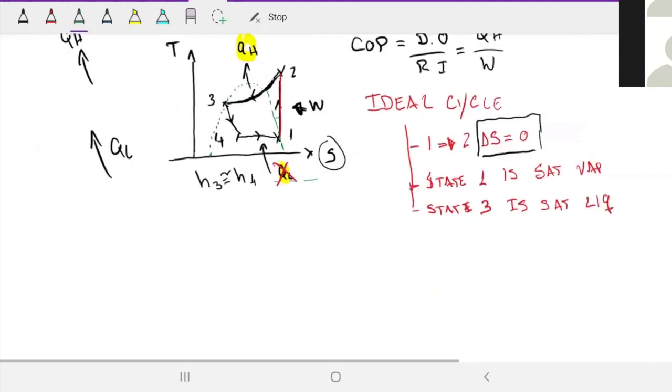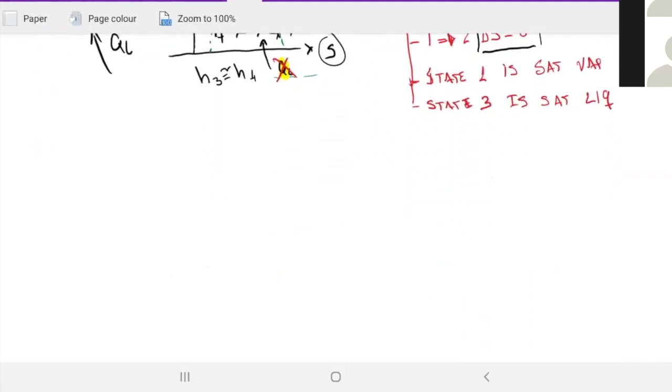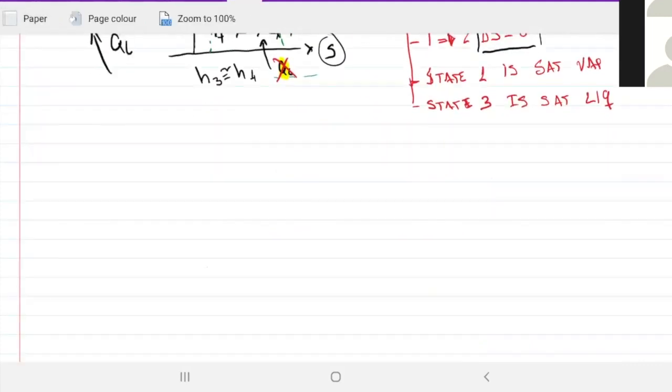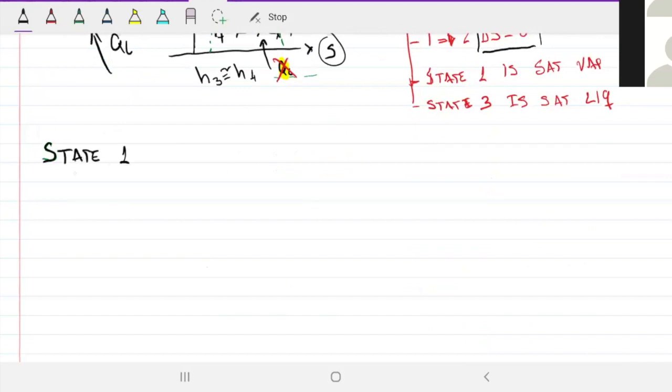Okay, so let's define the states like we always do. Let's start with state 1. Check it out, we know 2 things for state 1. From the wording of the problem, we know the pressure. And because it's ideal, we also know it's a saturated vapor.